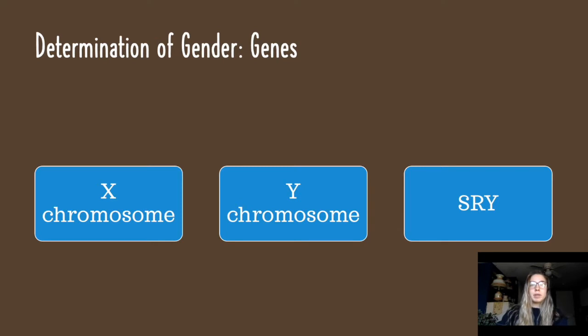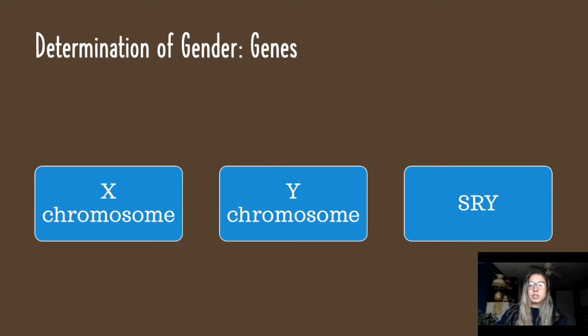Genes are a big part of gender determination, and a few of the important ones included are the sex chromosomes, which are X and Y, and they determine the genetic sex of the individual. Females are determined by the presence of two X chromosomes, where males are determined by possessing XY chromosomes.